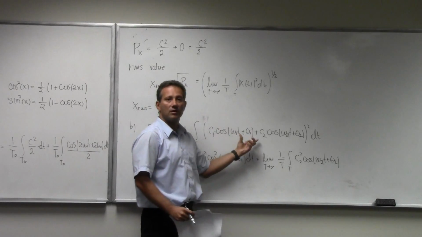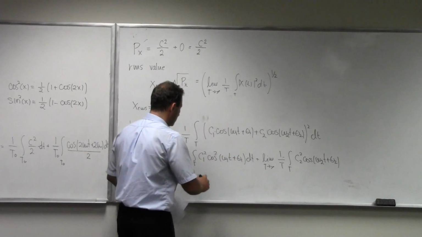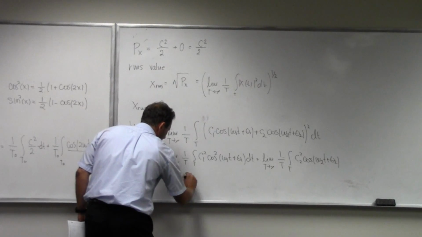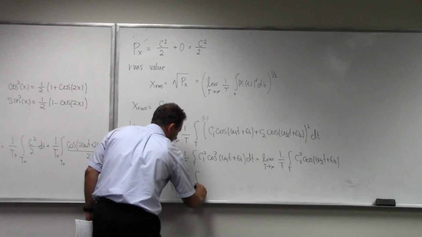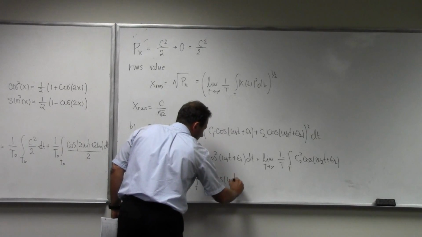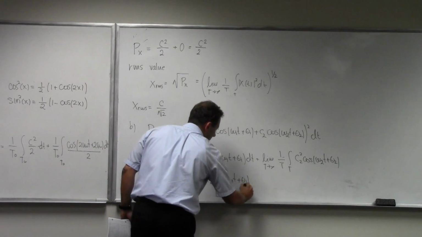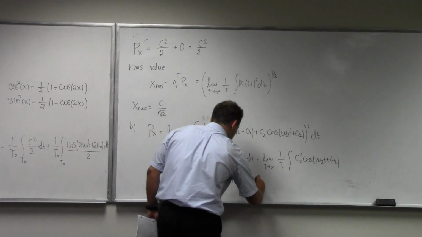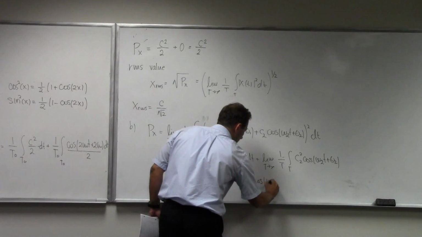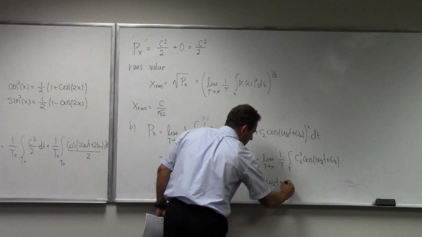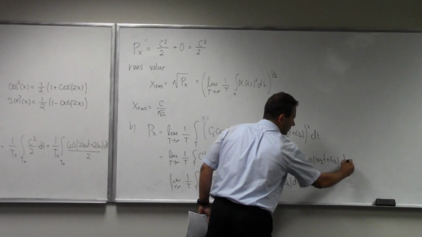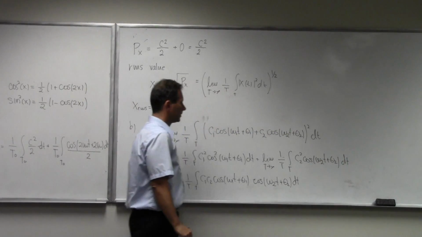And then I have the cross term, right? So I have the third one as limit when t goes to infinity, 1 over t, integral over t, c1, c2, cosine omega 1t plus theta 1, times cosine omega 2t plus theta 2 dt. Of course, dt is missing here as well.